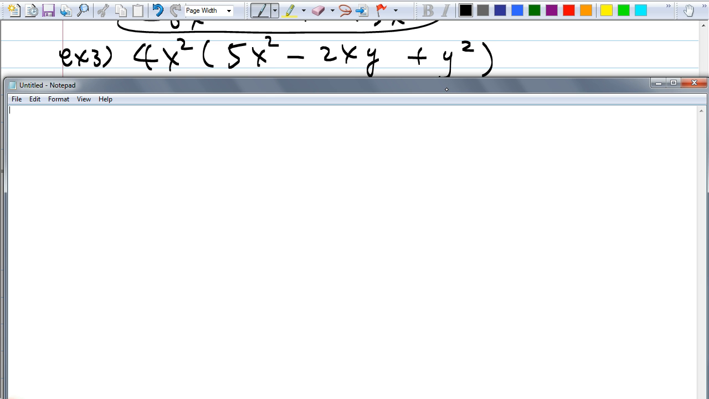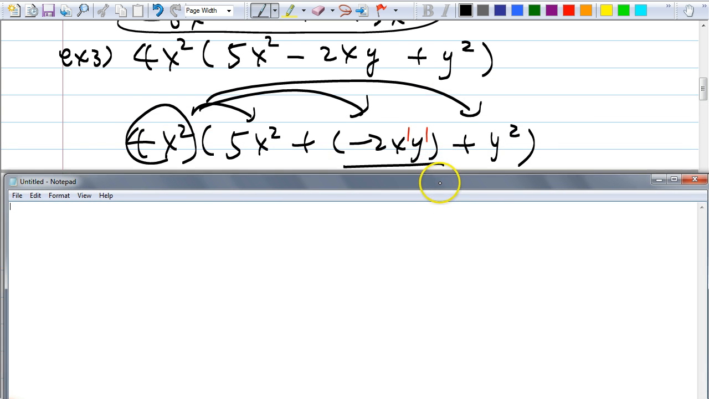Let's change it to addition. How about Rania? Tell me what to write in example 3. Let's write it as an addition. What do I write here? 4x squared minus 5x squared plus negative 2xy plus y. Exactly right. Very good. And I even wrote x to the first, y to the first, so that I don't forget, right, to add the exponents.